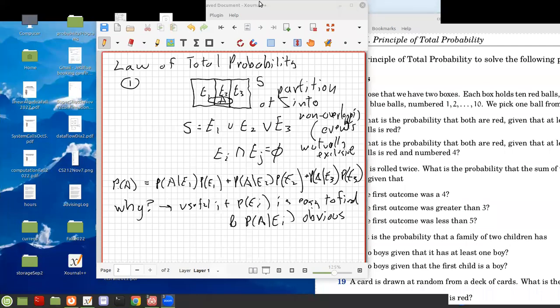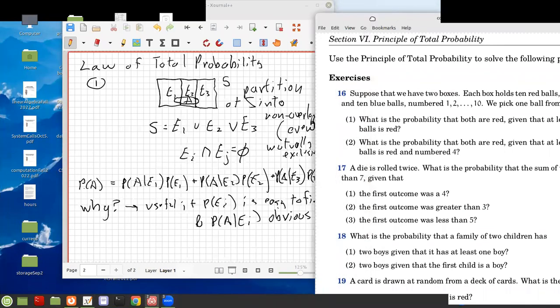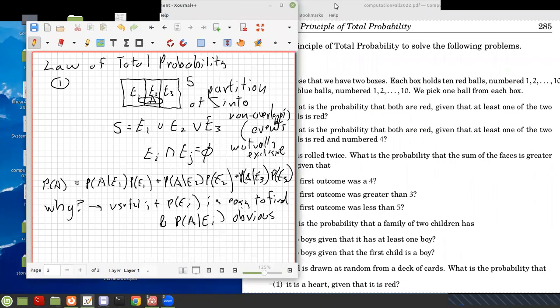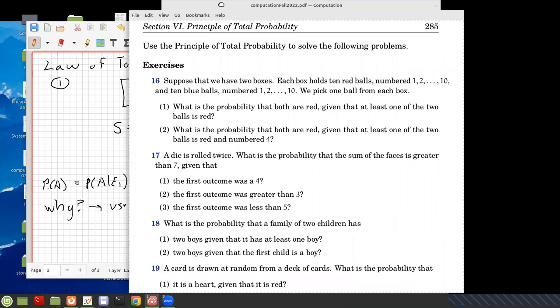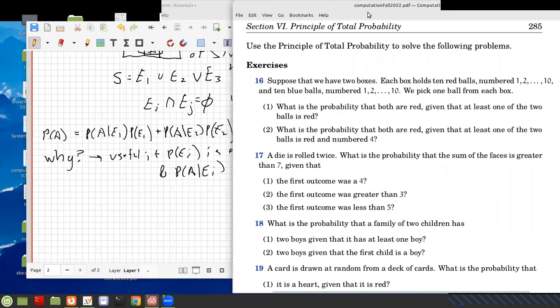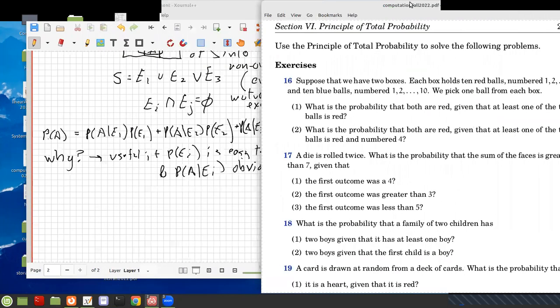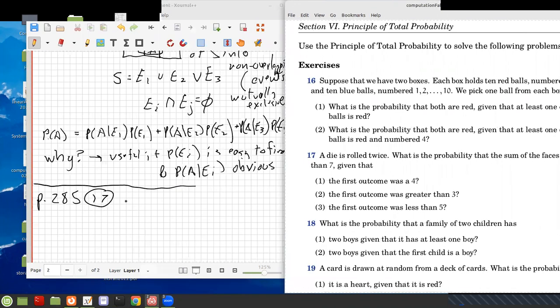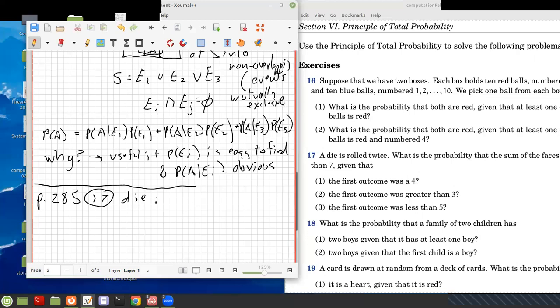Okay, let's look at some examples. Let's look at maybe one of the examples here. This is page 285 in the text, Problem 17. A die is rolled twice.